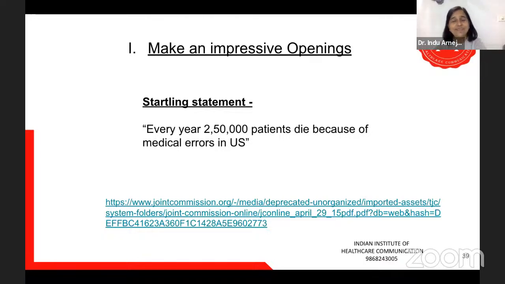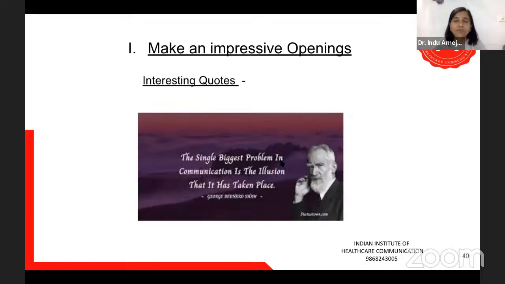One of you said, make a startling statement. Like, for example, every year 250,000 patients die because of medical errors in the US. We haven't done any study in our country. I don't know if we did, how many people will be able to identify. So naturally now people will be interested. Or you could also give an interesting quote. Somebody said this: the biggest problem in communication is the illusion that it has taken place. Actually, it has not taken place.